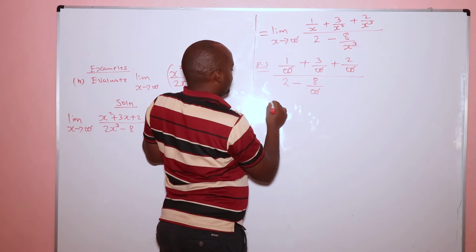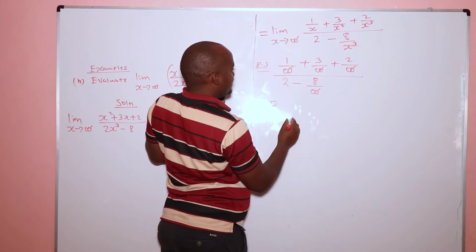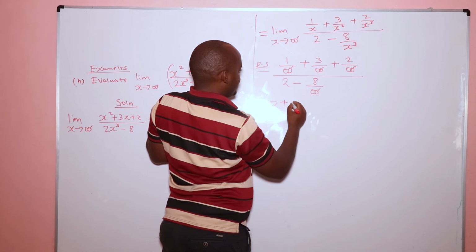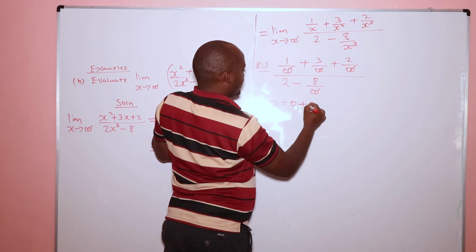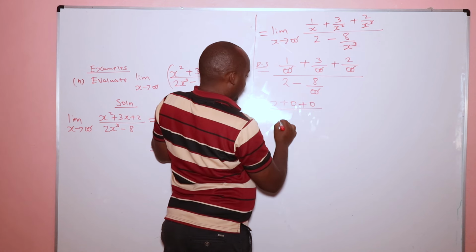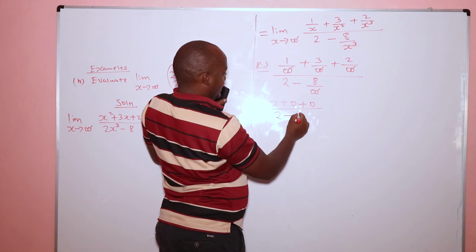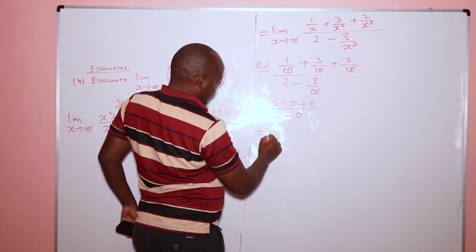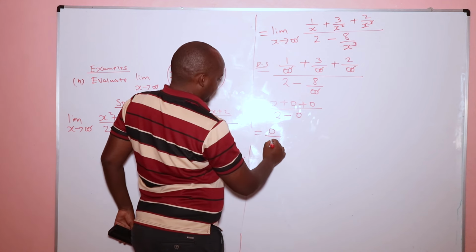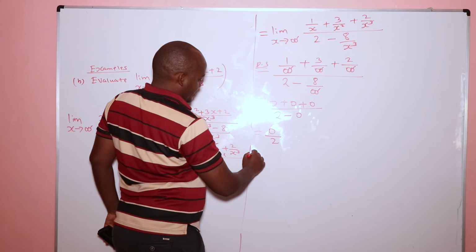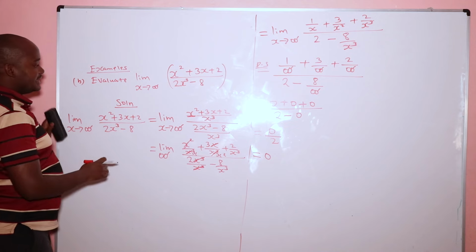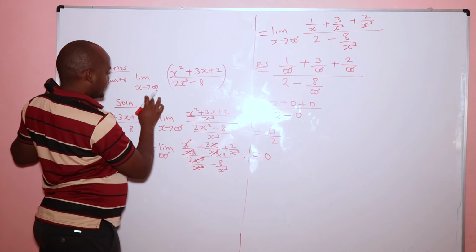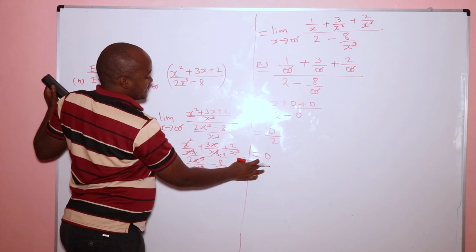Any number that is divided by infinity, you get a 0. So this will be 0, that is 1 over infinity will be 0, plus 3 over infinity, which is 0, plus 2 over infinity, which is 0 as well, divided by 2 minus 0. At last, it is going to give us 0 over 2. We know that 0 over 2, you get a 0. So this implies that the limit for this particular function as x approaches infinity is equal to 0.